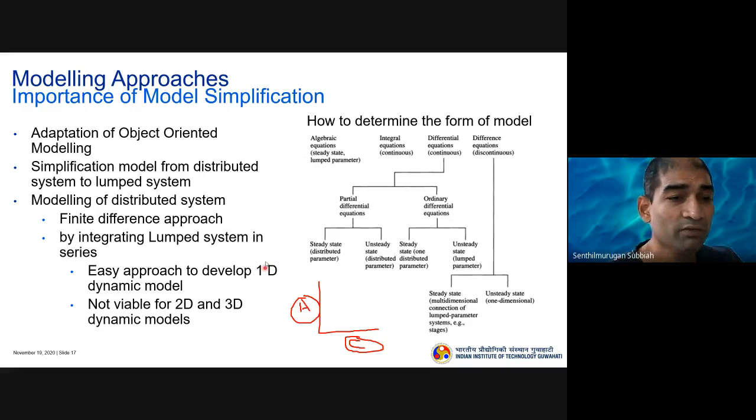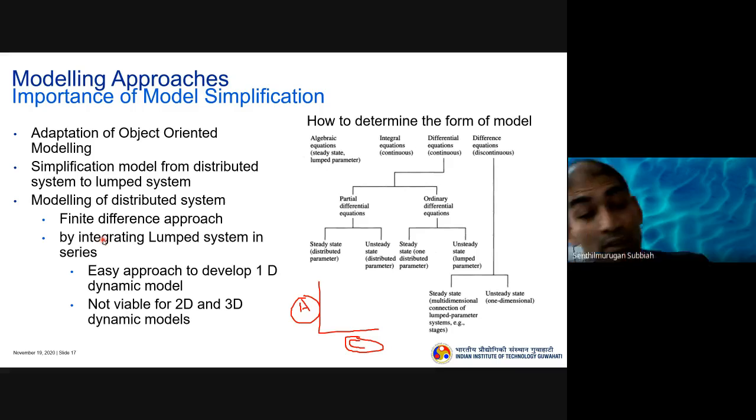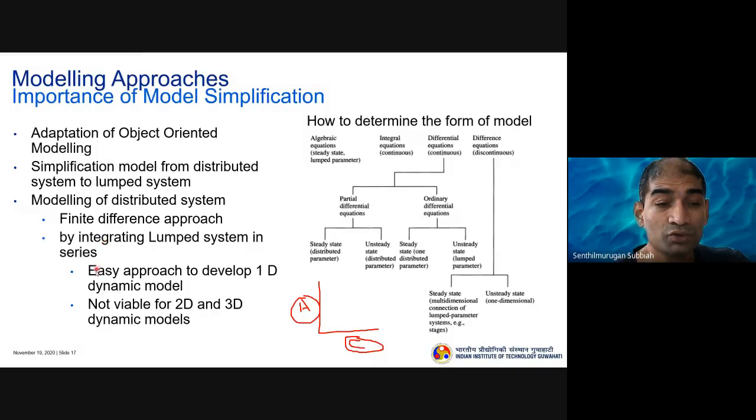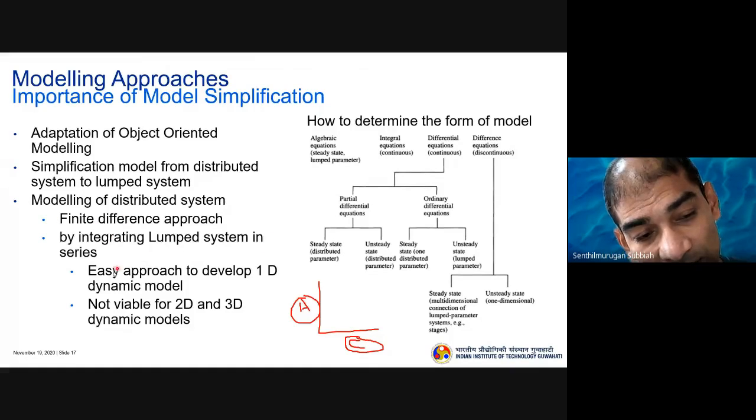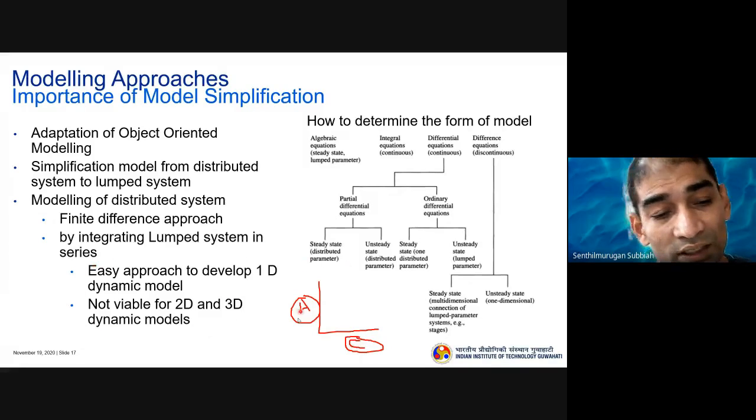So now when we want to simplify this model, there are two approaches to solve it. One is the simple finite difference approach if you have a distributed system. And then by integrating a lumped system in series, there are two approaches we can adopt to solve the model. I will be showing an example where we are using a finite difference approach, and then also an integrated lumped system series approach, and how they are going to be beneficial and how we can use them for the design application.